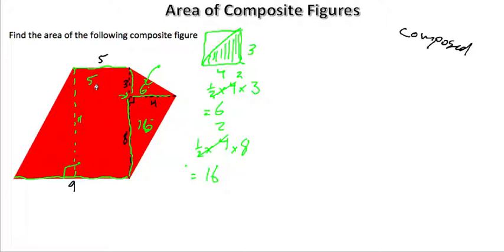So length is 5 and width is 11. So 5 times 11, what does that equal? 55. So we have 55.